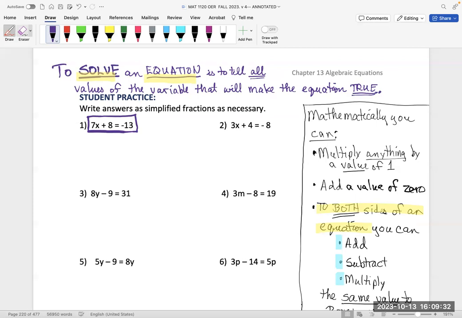Solving number 1 means find the value for x that when it's multiplied by 7 and you add 8, you end up with a negative 13. If you don't know that right off, then you choose to do whatever you want to both sides of the equation. Basically, you're going to isolate the x. So add, subtract, multiply, and divide, whatever you want to get that variable all by itself.